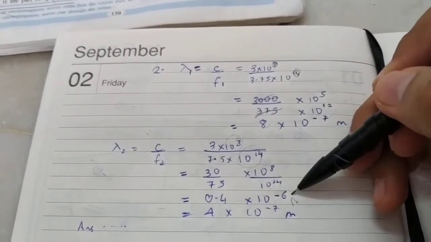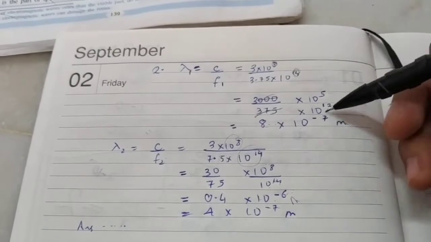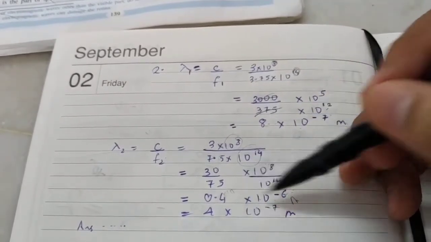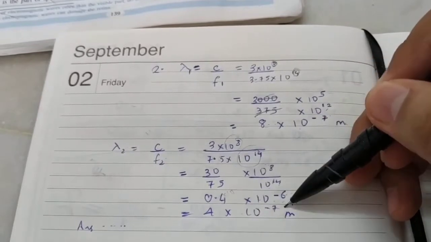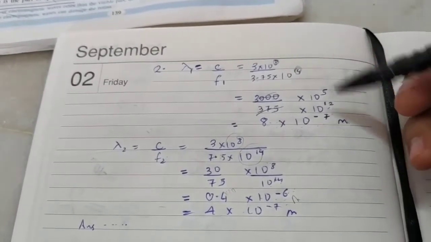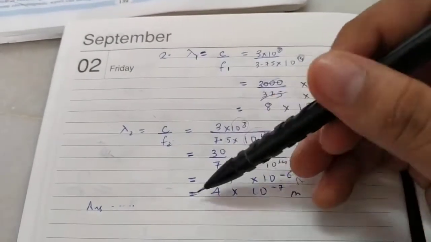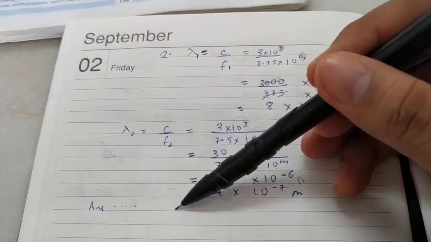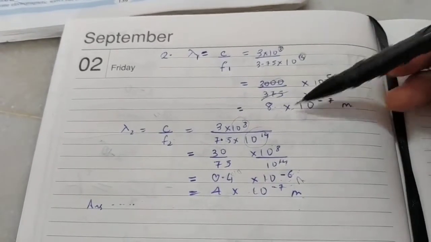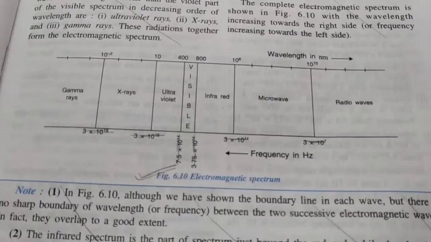So that's the answer. But for uniformity, it's better to have the same power here and here. So what I'm going to do is multiply by 10 and divide by 10, so that this becomes 4 into 10 raised to minus 7. Alternatively, you could have written this as 0.8 into 10 raised to minus 6. It really doesn't matter as long as it is correct. Write the final statement. The wavelength range is 4 into 10 raised to minus 7 meters to 8 into 10 raised to minus 7 meters. Write that statement. So that's how you solve such sums.